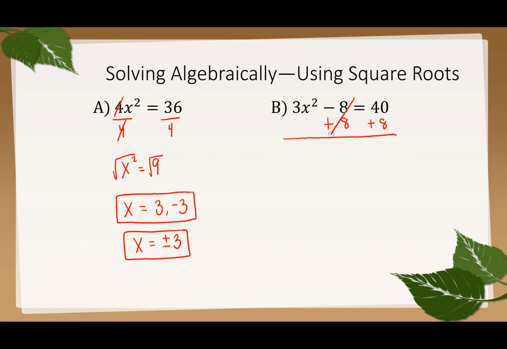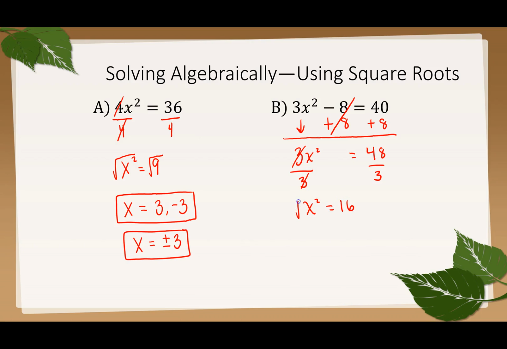Okay, my -8 and my +8 disappear. I'm going to drop down my 3x squared, and I get 48. Okay, divide by 3. And 48 divided by 3 is 16. So I get x squared is equal to 16.